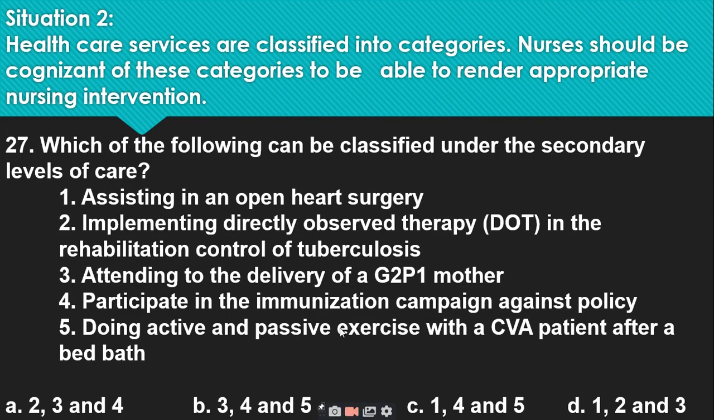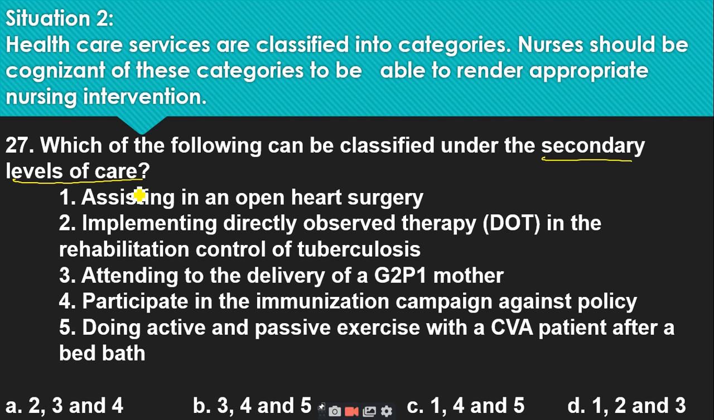Question number 27. Which of the following can be classified under the secondary levels of care? Take note of the word secondary levels of care. 1. Assisting in an open heart surgery. Number 2. Implementing directly observed treatment therapy in the control of tuberculosis. Number 3. Attending to the delivery of a G2P1 mother. Number 4. Participate in the immunization campaign against polio. Number 5, doing active and passive exercise with a CVA patient after a bath.